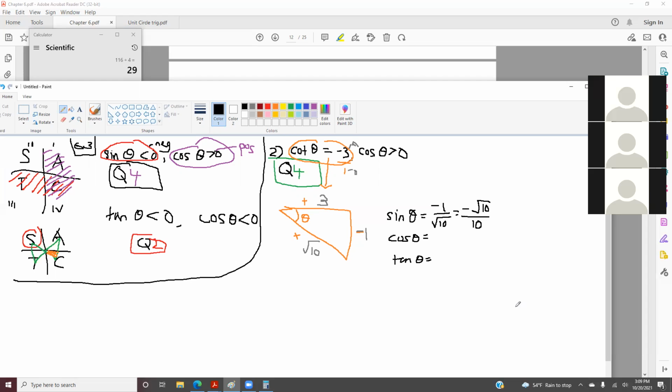Let's try someone else here. Henry, can you tell me what cosine theta is in this case? Henry? Something like that. 3 root 10. Yep, it's 3 square root of 10. There you go. Thank you so much. 3 square root of 10 over 10. That's correct. And tangent theta. I'm still waiting for Ethan. Ethan, can you tell me what tangent theta is here? Should be easy.